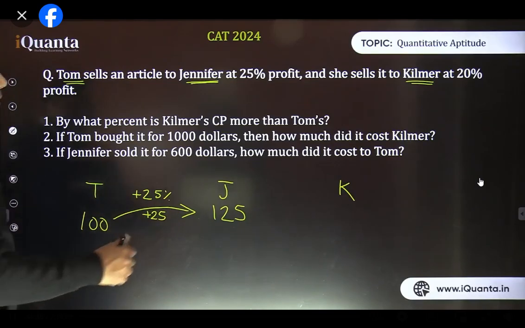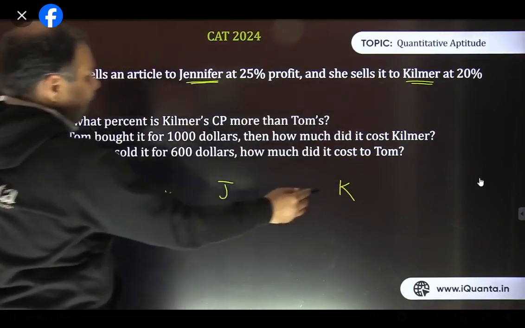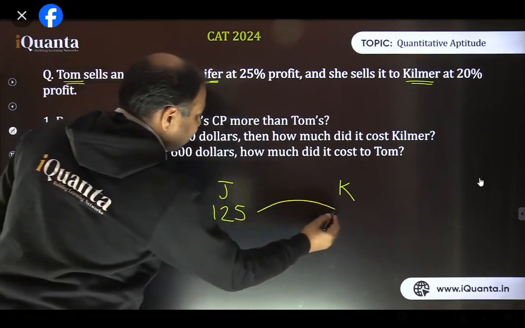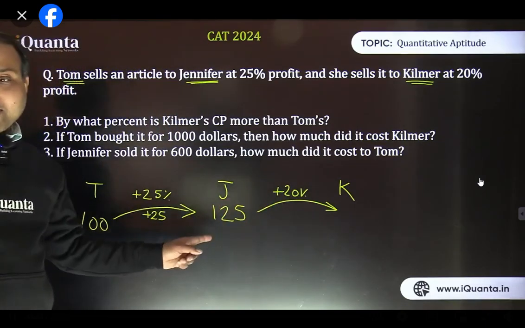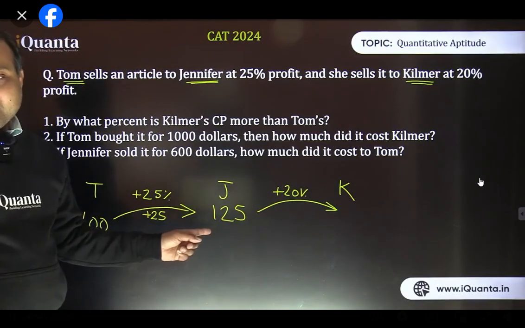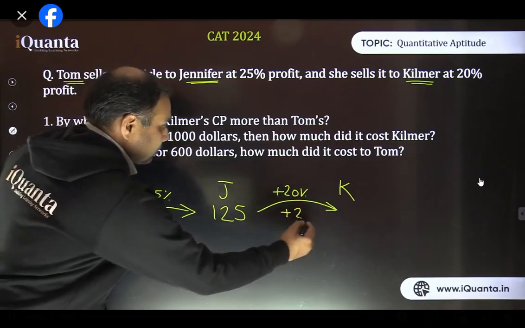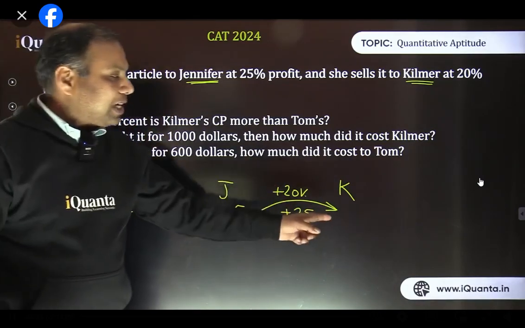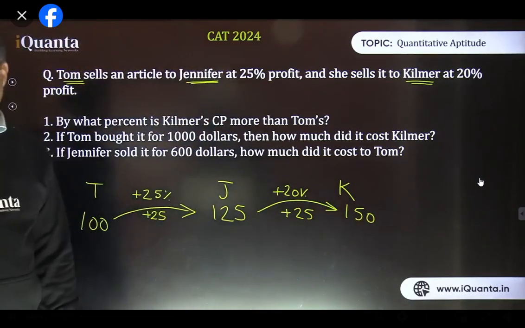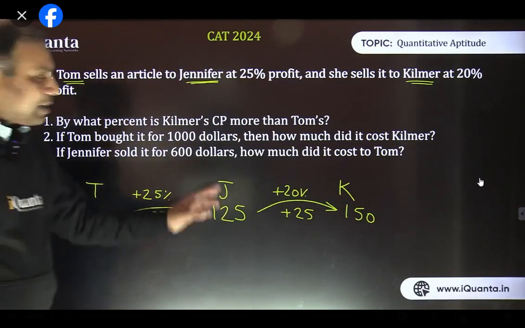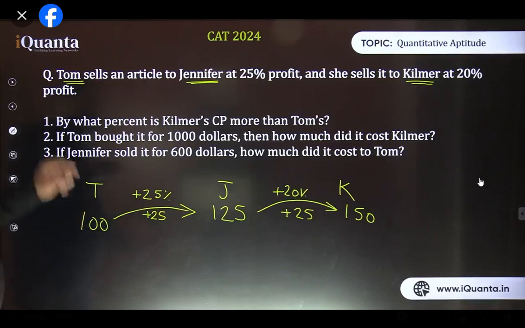Fine. Next, Jennifer sells it to Kilmer at 20% profit. That means she again increases the price by 20%. Now, how much is 20% of 125? It is 25 again. So what becomes the selling price of Jennifer, or basically the cost price of Kilmer? Yes, it is 150. Perfectly fine. So having written that, we are done. No, we are not done. We have to just see the questions and answer now.